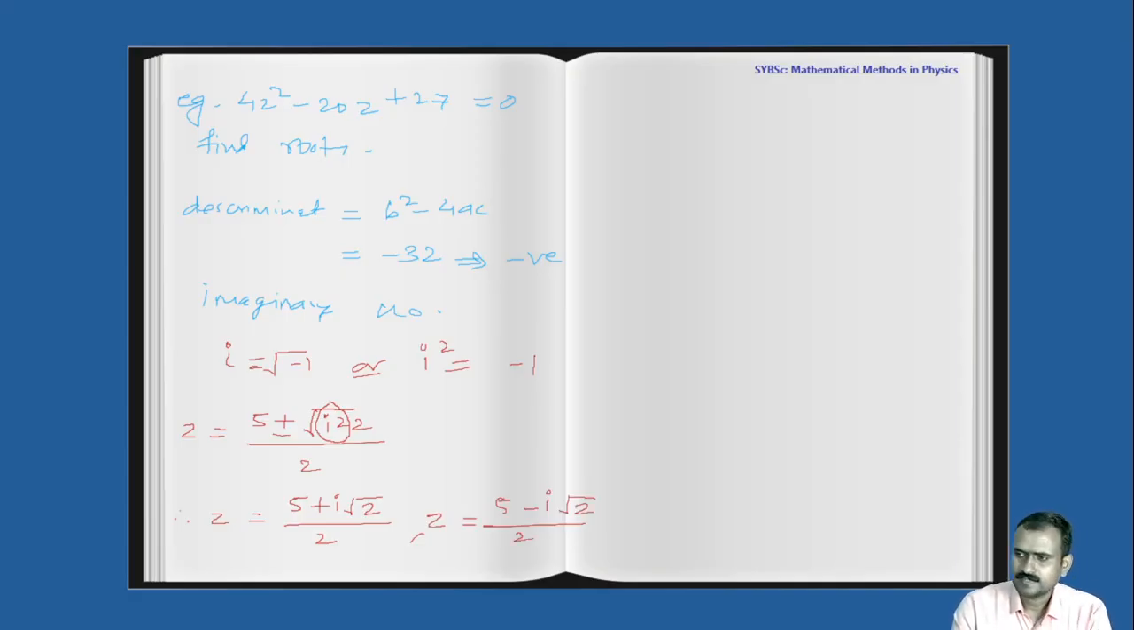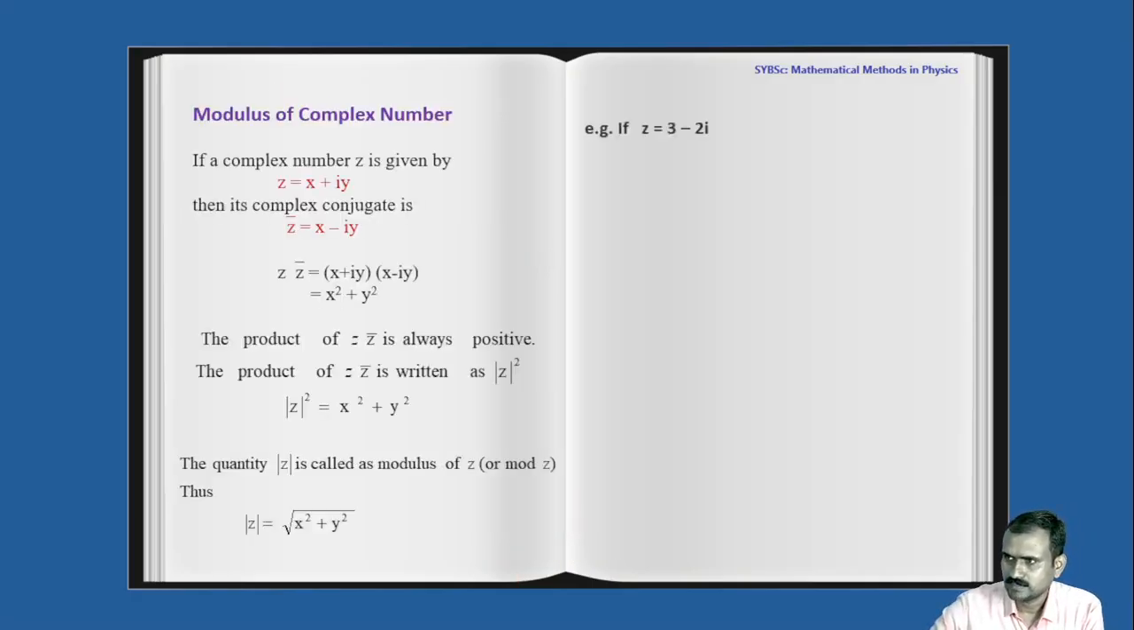So these are the two different roots of this quadratic equation, and these numbers giving the roots of the quadratic equation are known as complex numbers. We can see this number contains a real part and an imaginary part. So the roots of this quadratic equation are complex numbers, containing a real part as well as an imaginary part.